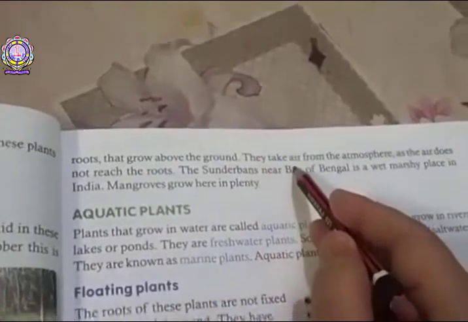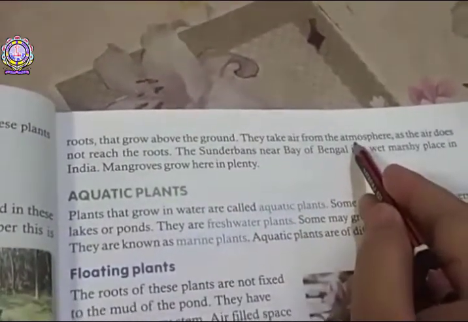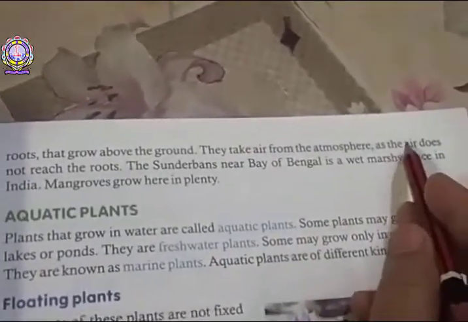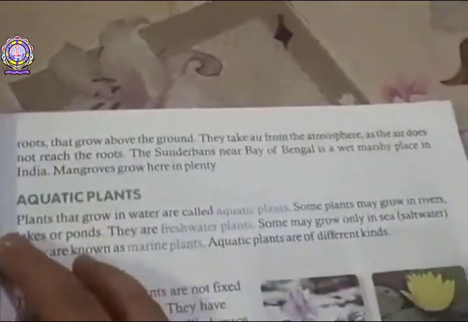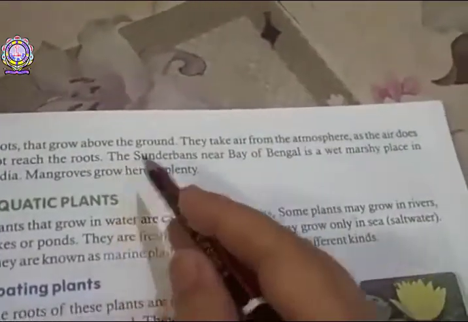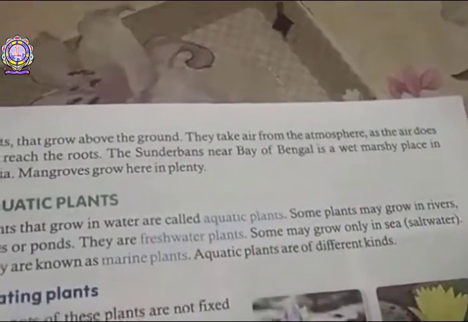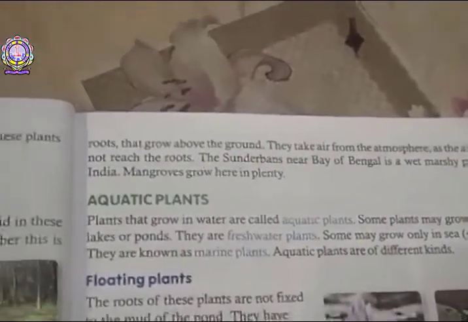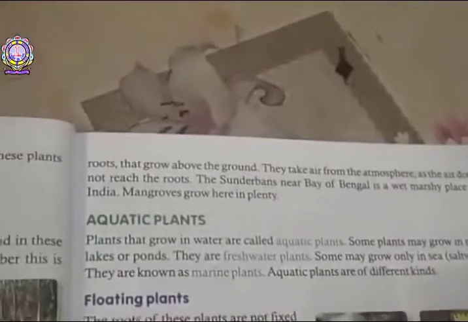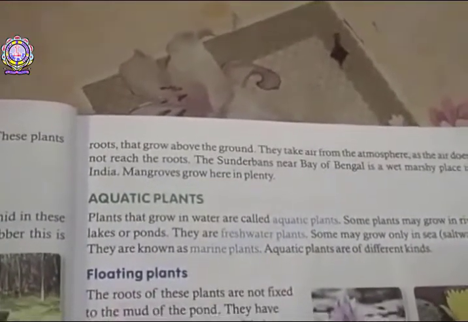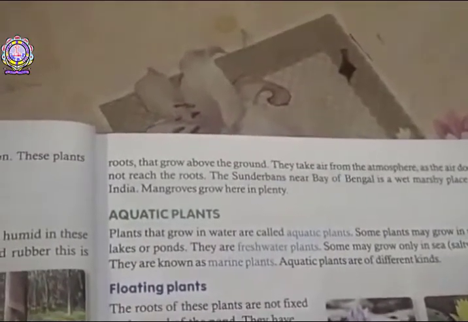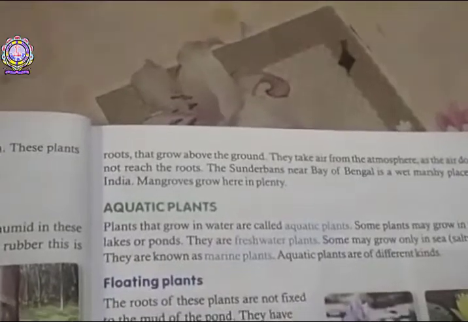They take air from the atmosphere as the air does not reach the root. Because the area is wet, the land is wet, so the air cannot easily go under the earth. So to take the air, the roots of the plants come out from the ground and grow on the land.